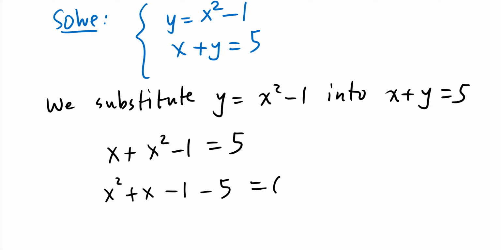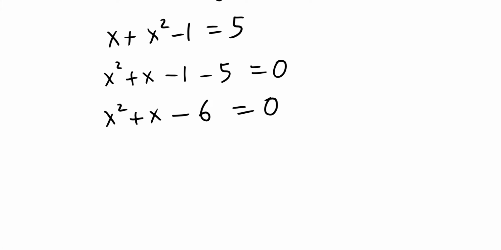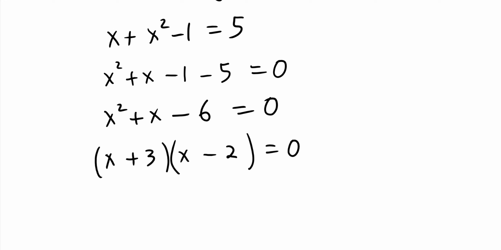Subtract 5 on both sides, and we get x squared plus x minus 6 equals 0. How do you solve this equation? That's a quadratic, so we try to factor it. And if it doesn't work, we use the quadratic formula. x plus 3 times x minus 2 will do it.